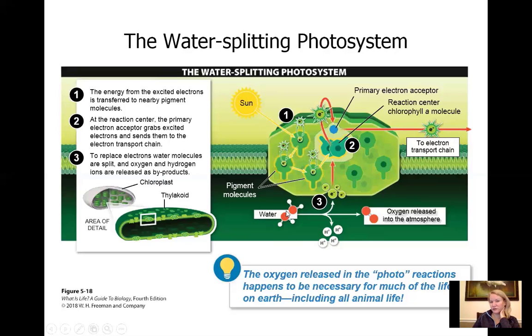Number 3 here, as you can see, you have water coming into the system. Remember, plants need water. You have a molecule that has hydrogen and oxygen, H2O. The plant really needs the H. It needs the protons of this water. So that's a way it gets it.